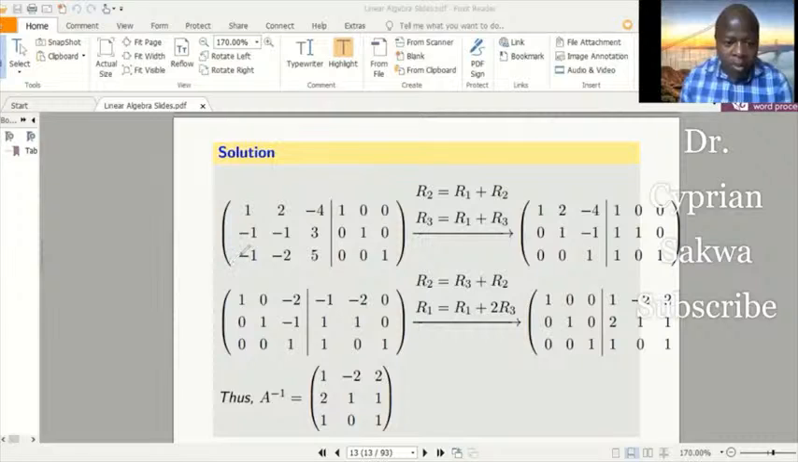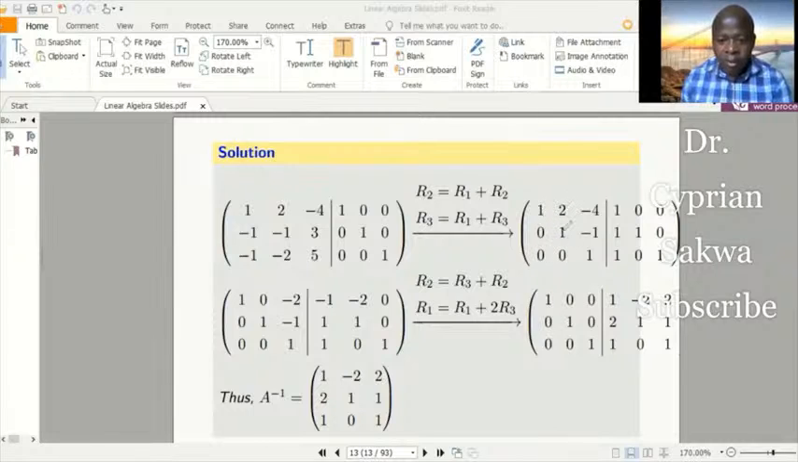So we also require 0 in the third row, column 1 position. To get a 0 here, you notice that we shall have to add row 1 plus row 3. That's what I wrote. Row 1 plus row 3. So 1 plus negative 1 is 0, 2 plus negative 2 is 0, and then negative 4 plus 5 is 1. 1 plus 0 is 1, 0 plus 0 is 0, 0 plus 1 is 1. So I have this. Now, I'm done with the first column.